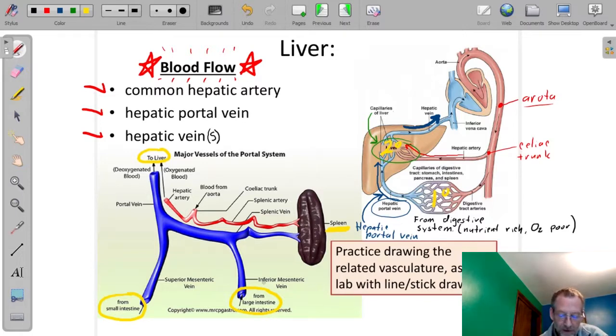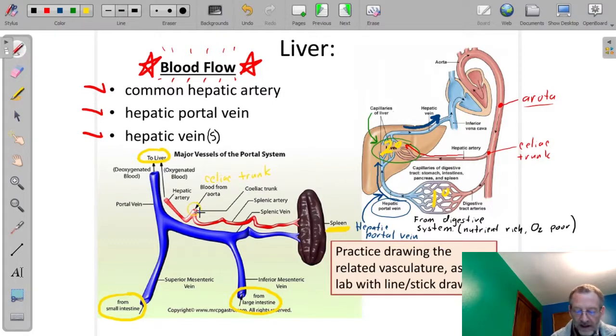So the blue is the system of veins. The red is the arterial blood flow. Let's do the arterial blood flow for just a moment. Here is the blood coming from the aorta. That, again, is our celiac trunk. Okay, so you're oriented.